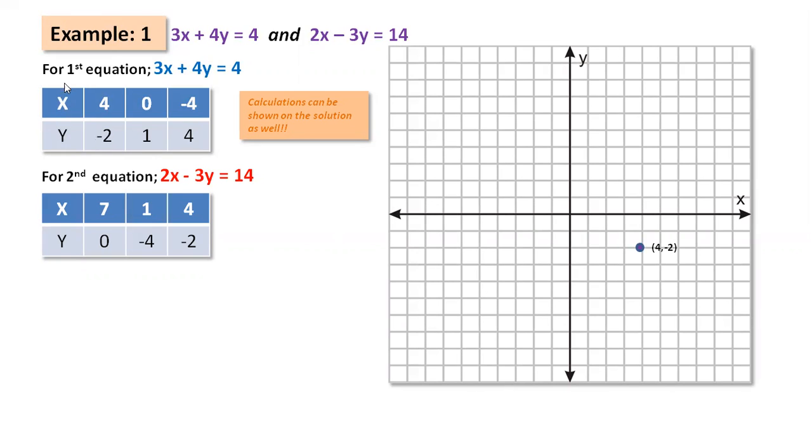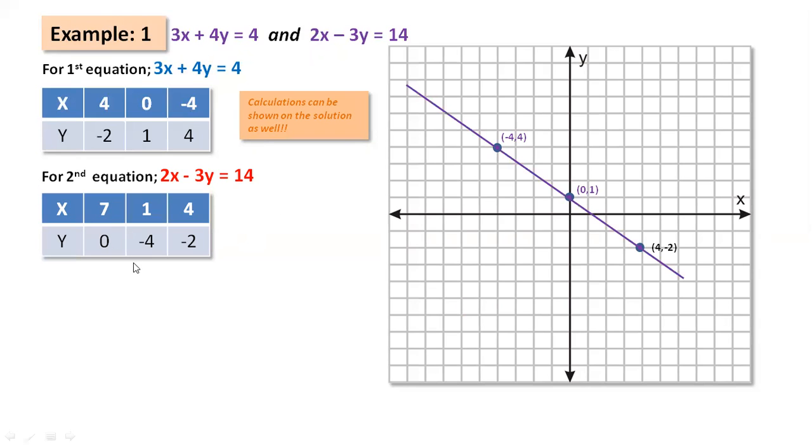Now let's plot this first table's coordinates, 4 comma minus 2, 0 1, and the next one is minus 4 comma 4. Counting 1 2 3 4 for minus 4, and 1 2 3 4 for 4, minus 4 comma 4 means this one. Okay, and it will come like this, and join them by a straight line, okay. You will get a line like this.